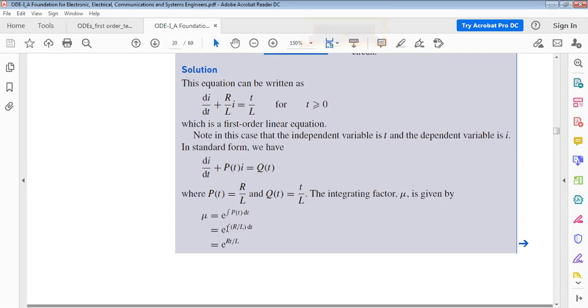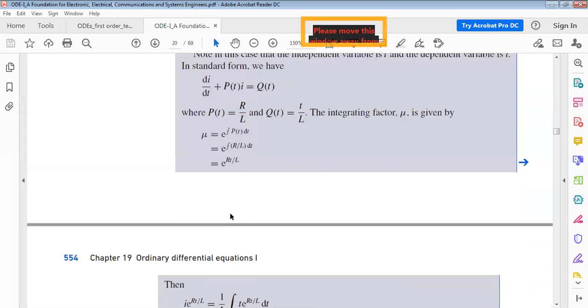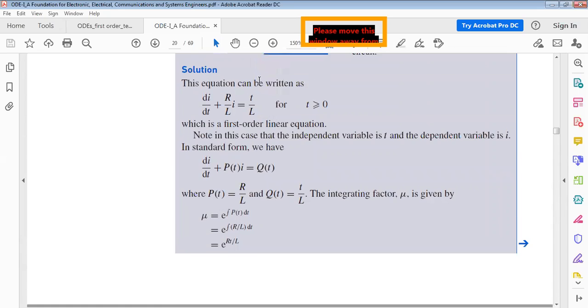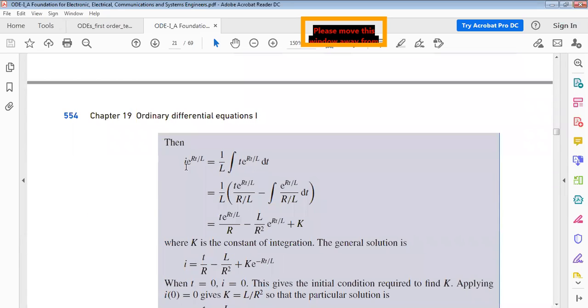In the linear differential equation chapter, the integrating factor is e to the power R by L integrated with respect to time t, which gives e to the power Rt by L. Now, multiplying this integrating factor on both sides, the solution is: dependent variable times integrating factor equals the integral of the right-hand side times the integrating factor. Follow the previous lecture on linear differential equations. So 1 by L times the integral. What will be the integration of this?